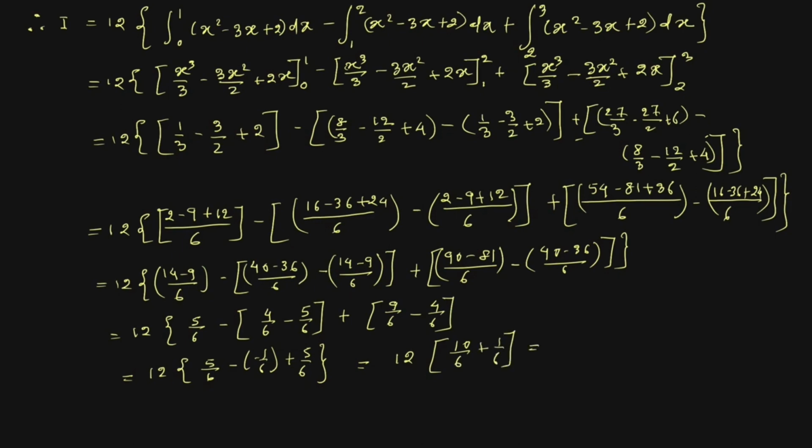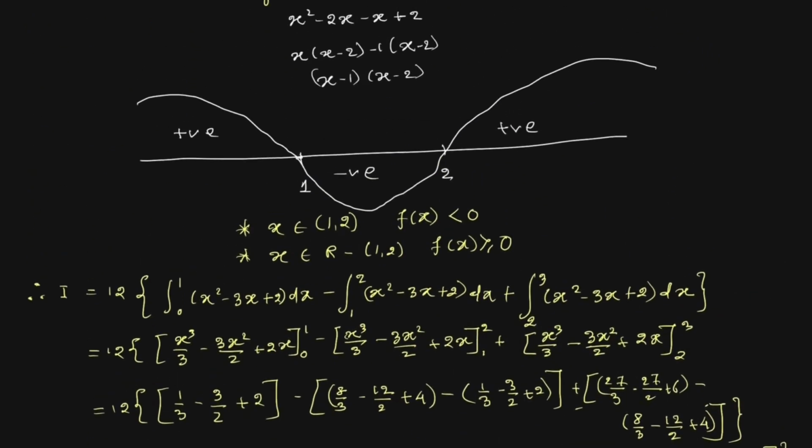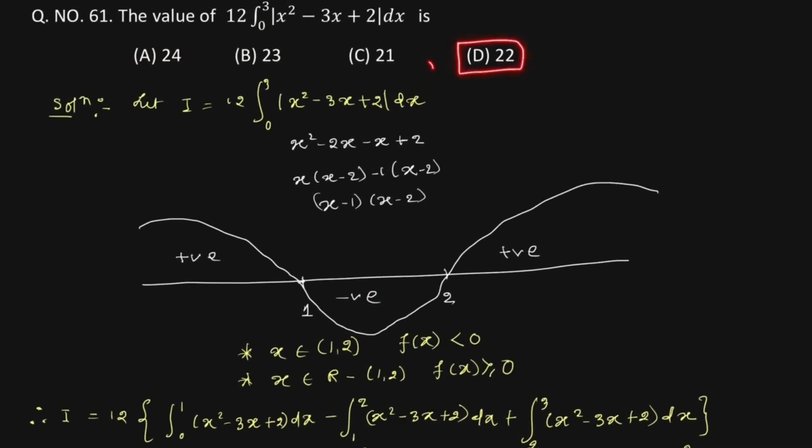So we are able to write 12 into 11/6. So 6 twos are 12, then we are able to write 2 into 11, which is equal to 22. So 22 is our answer. So option number D is our correct option.